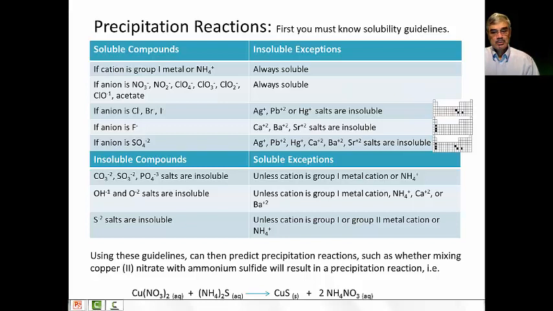But copper 2 sulfide is not soluble because if you look at the very bottom guideline, sulfide salts are insoluble unless, but copper is not in that unless list. So this would be a precipitation reaction. If you mix these two soluble ionic compounds together, copper 2 nitrate and ammonium sulfide, you would form an insoluble copper sulfide precipitate.